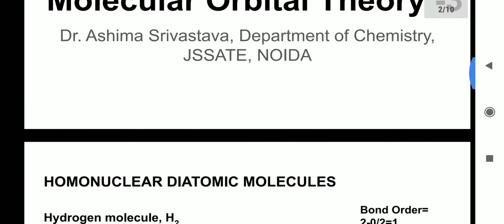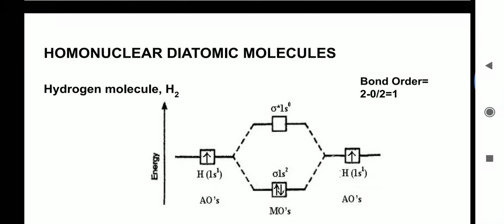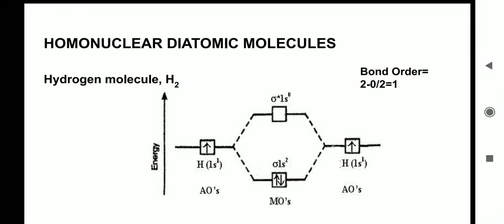We'll begin our discussion on homonuclear diatomic molecules by taking the simplest case of hydrogen. Hydrogen molecule is formed by the overlap of 1s atomic orbitals of two hydrogen atoms having one electron each. From the overlap of these atomic orbitals, two molecular orbitals are generated. One is the bonding molecular orbital, which is designated by the symbol sigma 1s, and the other is the antibonding molecular orbital sigma star 1s. In this molecule, we have a total of 2 electrons which are to be accommodated in these orbitals.